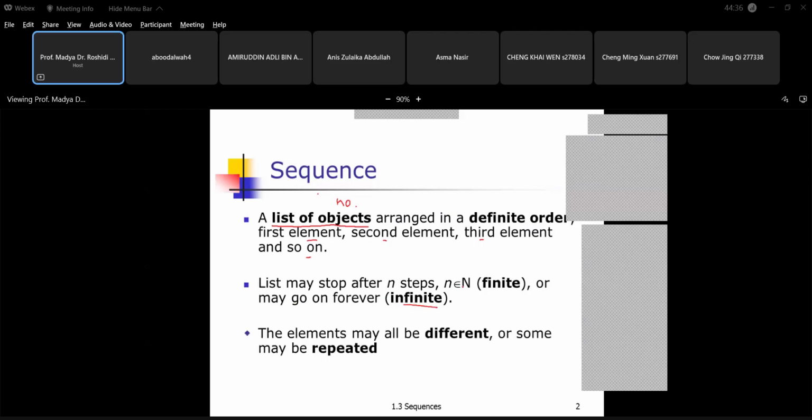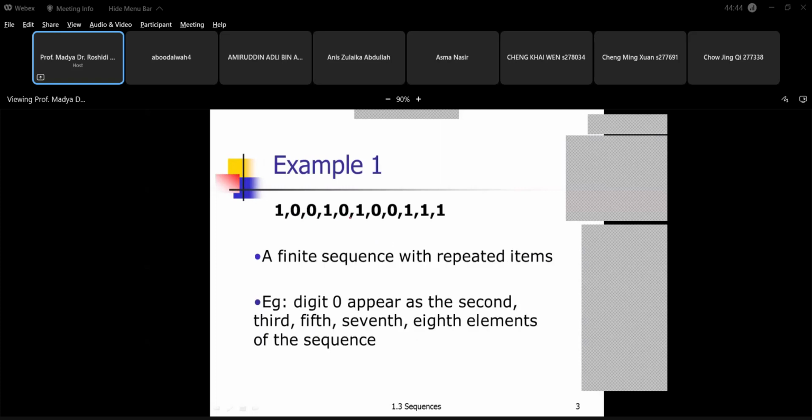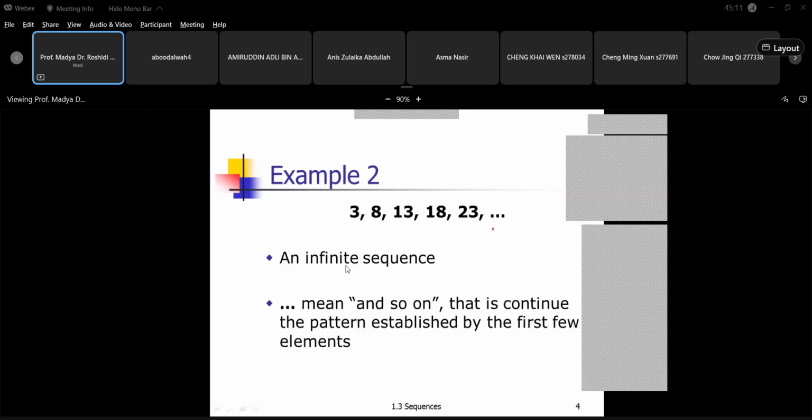So the elements may be different, or some may be repeated, like this one: 1 0 0 1 0 1 0 0 1 1 1. But the numbers that we only consider are those where this dot means and so on. This is the discrete definition. Only 3, not more than 3 or less than 3. Where it refers to and so on, like this one. Okay, this we call infinite sequential because here we don't know the ending point.